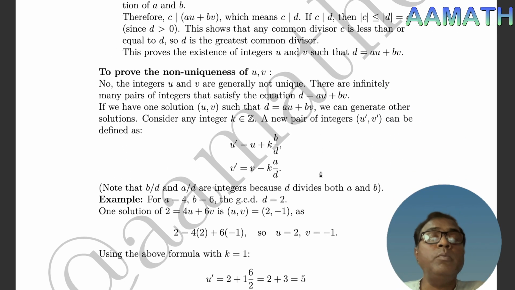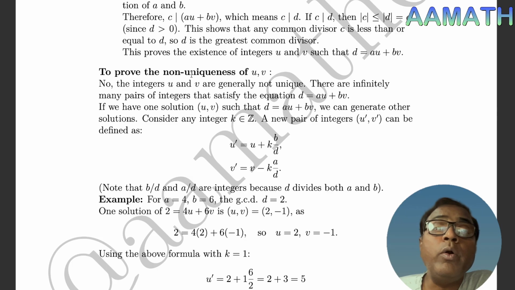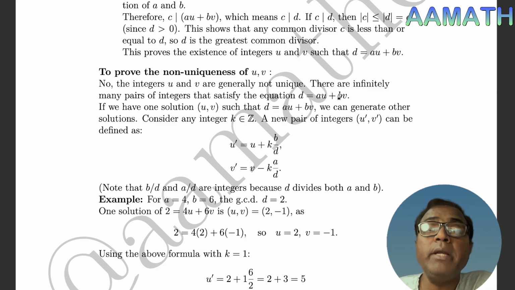Next, we prove the non-uniqueness of u and v by establishing an example. No, the integers u and v are generally not unique. There are infinitely many pairs of integers that satisfy the equation d equals au plus bv. If we have one solution u, v such that d equals au plus bv, we can generate other solutions also.